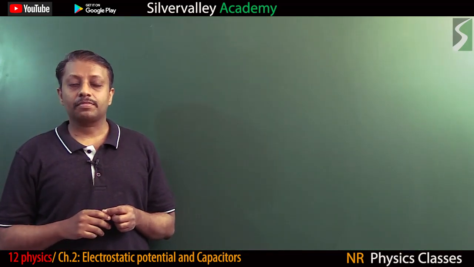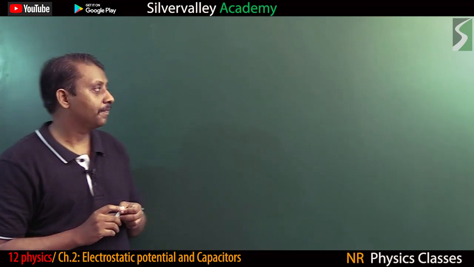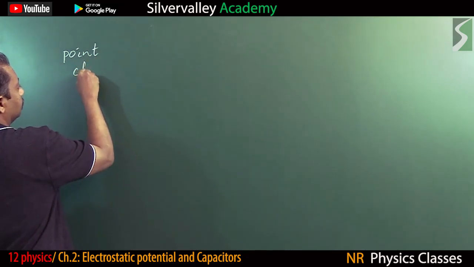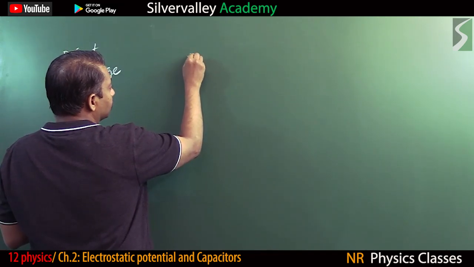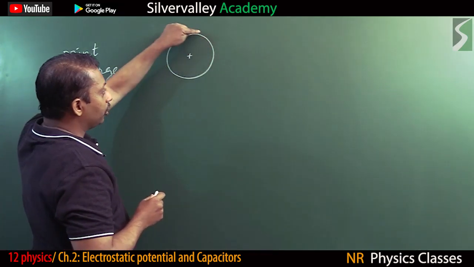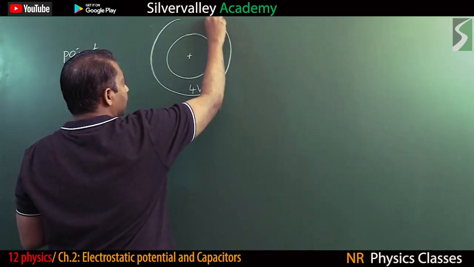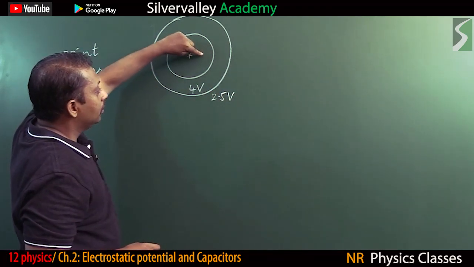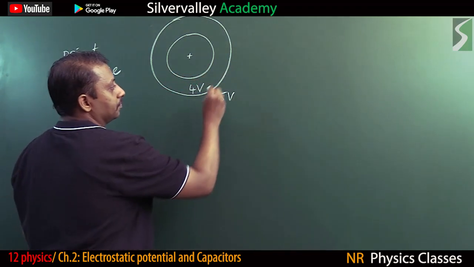Equipotential surfaces. Equipotential means potential should be the same at every point. So because of a point charge, the equipotential surface is a sphere. If potential at every point on this sphere is 4 volt, then potential at every point on this other sphere will be less than 4 volt. Let this be 2.5 volt.